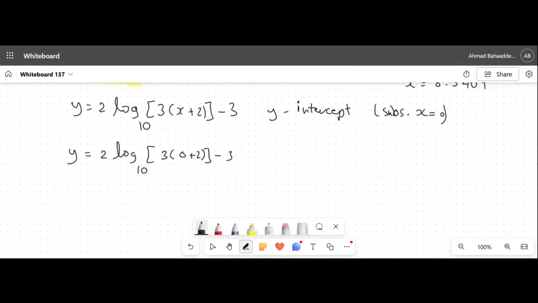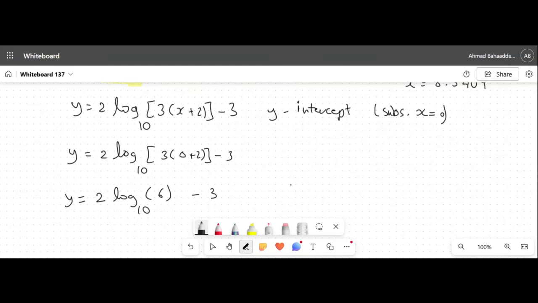Now we try to simplify everything. So I'm going to show you what's happening here. y is equal to 2 logarithm of, well, 0 plus 2 is 2 times 3, which is 6. That's going to give me a logarithm of 6 for the base 10, and outside I have a negative 3. So I need to simplify this as much as possible.